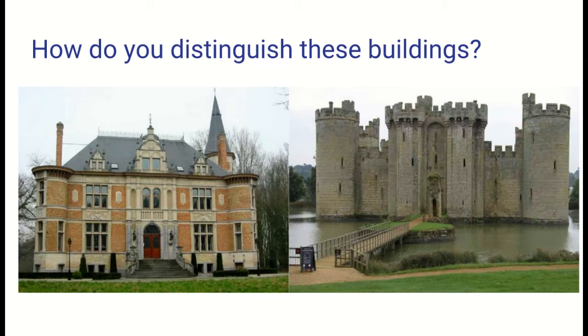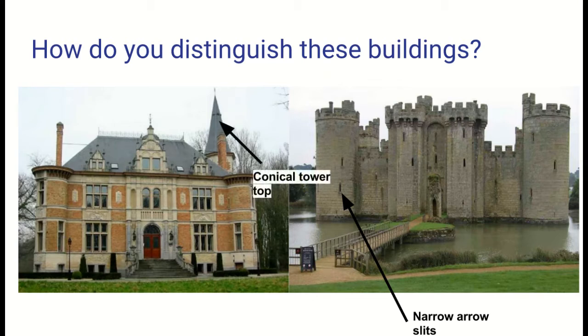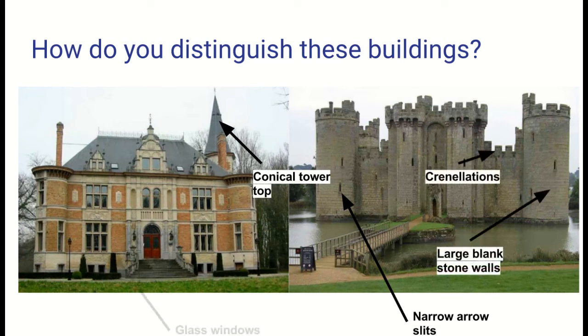A start would be to pick out features in each image that appear frequently in it but not a lot in the other. For example, these narrow arrow slits appear quite often in the castle but not in the other building, or this conical tower top appears only in this other building. There are many other distinguishing features that we could find.